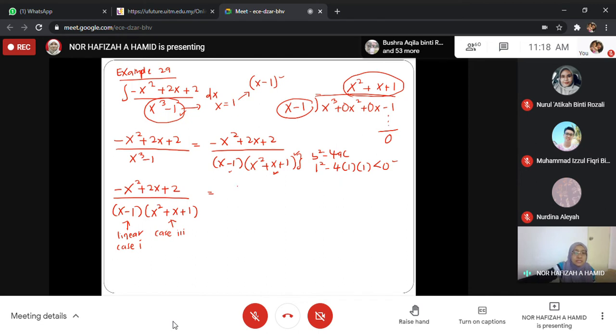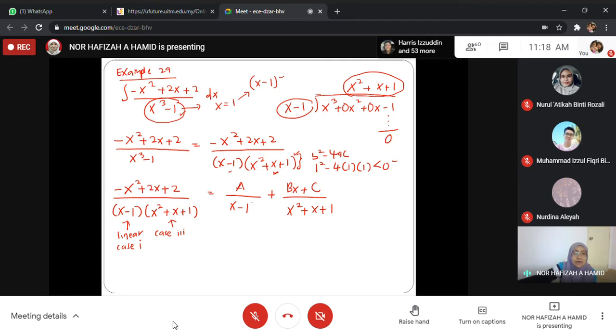So partial fraction for case 1 is A over x minus 1. For case 3, must be linear, Bx plus C over x square plus x plus 1. Okay, so this is your partial fraction. Next, step dia macam biasa, you kena samakan denominator.